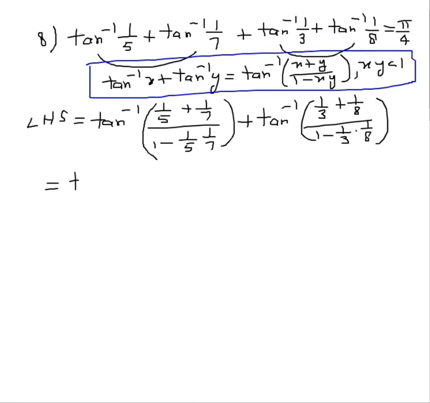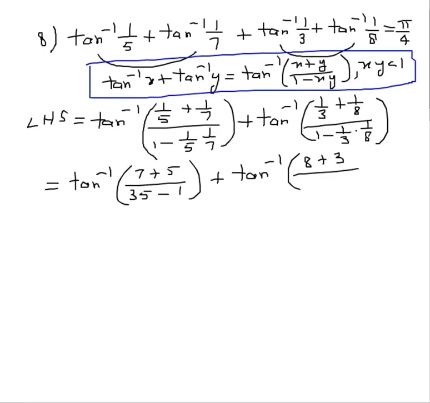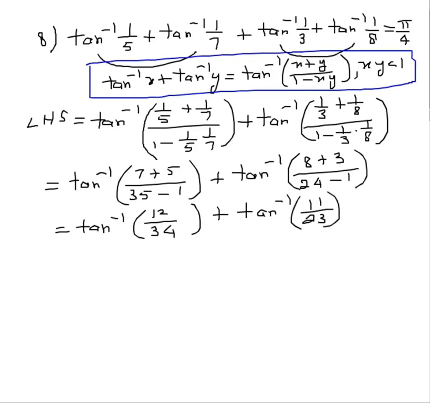Take LCM and simplify. 7 plus 5 by 35 minus 1. Cancel the LCMs. Tan inverse of 8 plus 3, LCM will be 3 into 8, 24 minus 1. This is 12 by 34. Tan inverse of 11 by 23. And here we can simplify. I can cancel 2. So if you do with smaller numbers, the calculations will be easier. So it is better to simplify and do it.